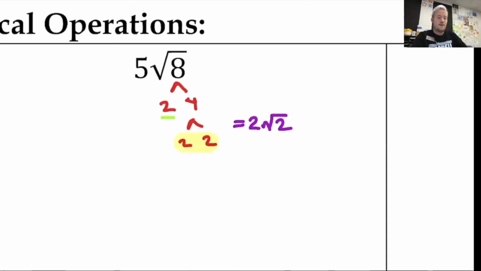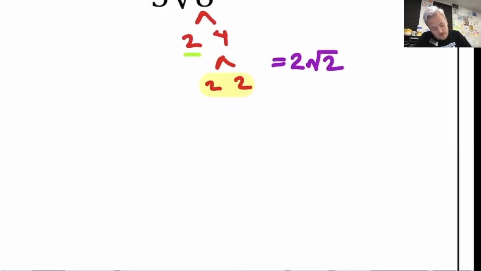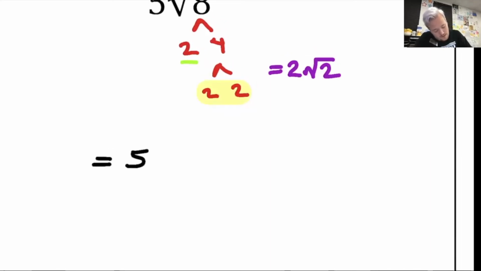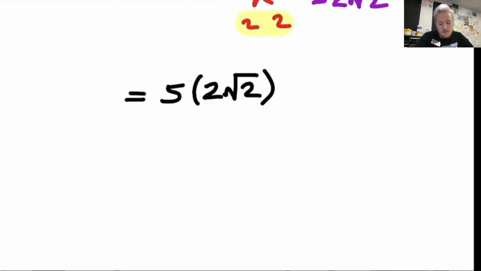Now keep in mind, that's only the 8. So I'm going to rewrite it as 5 parentheses 2 root 2. So I just simplified the square root of 8. Now I want to multiply the two numbers that are on the outside of the radical. Those I can multiply together. Here, 5 times 2 is going to give you 10, and I'm going to leave that square root of 2 alone. So we're just going to have 10 root 2 here.